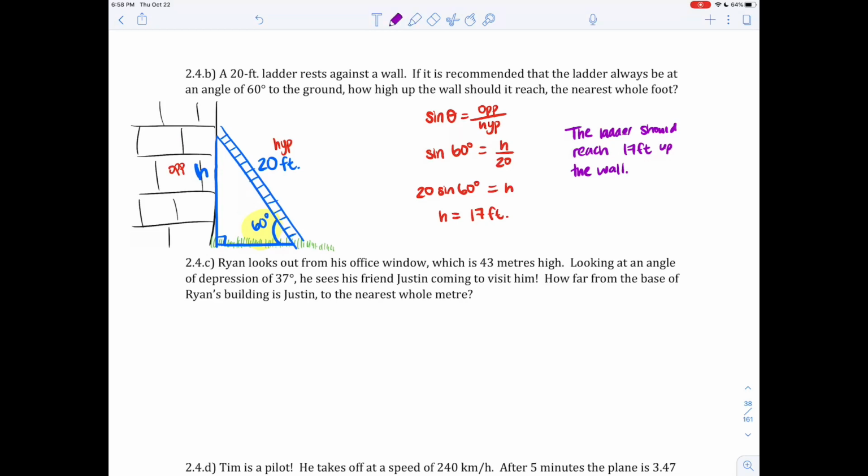I forgot what I was saying. I told them not to forget. We're talking about Ryan. Oh, Ryan's my friend. He's looking out from his office window, probably at Badminton Manitoba. Classic Ryan, 43 meters up. And he looks at an angle of depression of 37 degrees to see Justin, who also works for Badminton Manitoba.